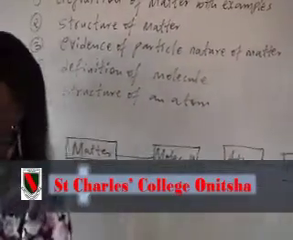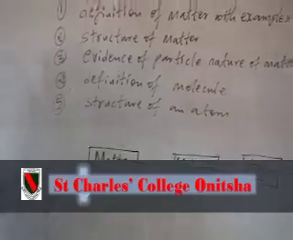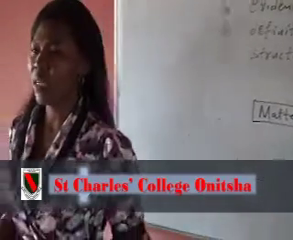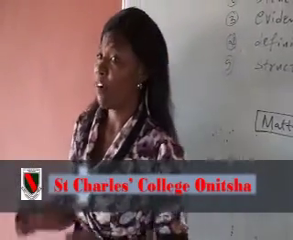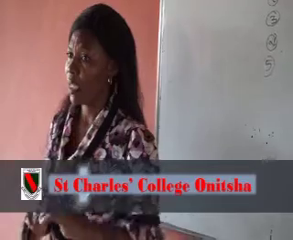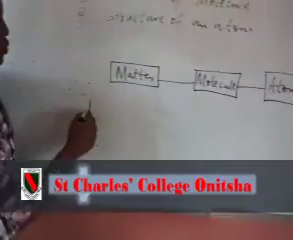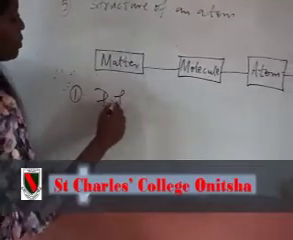Evidence of particle nature of matter. This evidence is like a phenomenon that occurs. What happens for us to understand that matter is made up of particles? Number one evidence is diffusion. One is what? Diffusion.